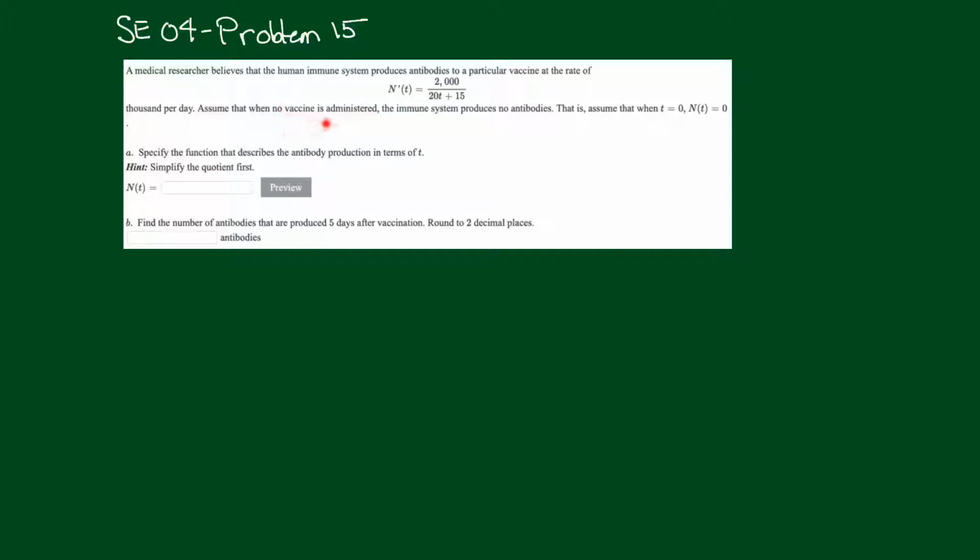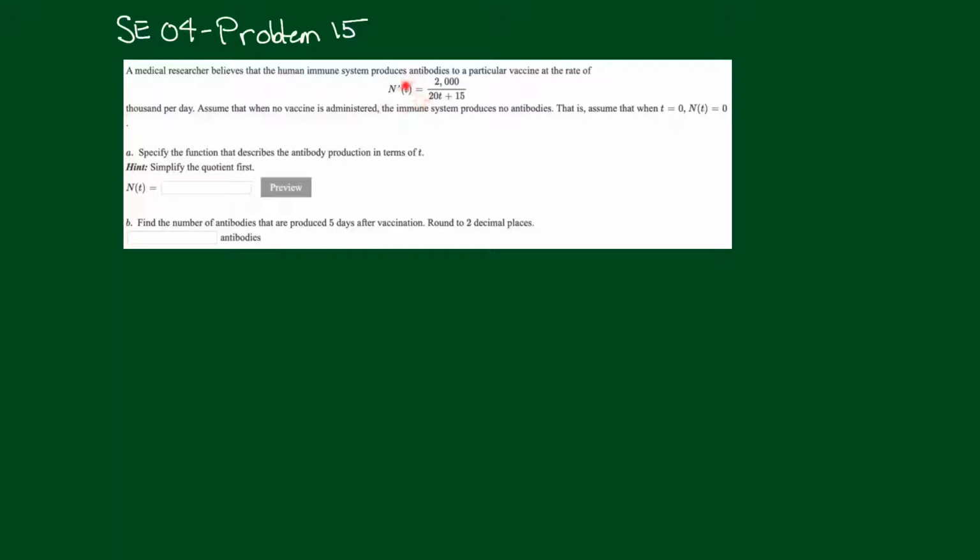Assuming that when no vaccine is administered, the immune system produces no antibodies. All right, that is our initial conditions. When no vaccine is administered, no antibodies. That is, assume that when t equals 0, that's the time after the vaccine was given, the number of antibodies is 0. Okay, so the first step, specify the function that describes the antibody production.